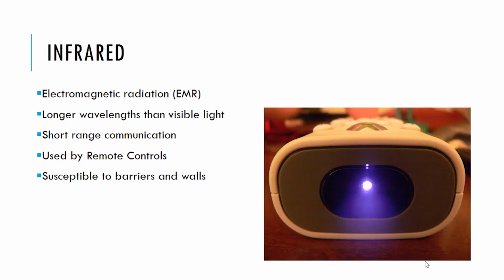The infrared is a very well-known way for wireless communication. It uses electromagnetic radiation. It uses longer wavelengths than the visible light. It is a short-range communication. It is most commonly used by remote controls to switch between channels and things like this, for any electrical device, or any device that needs to be controlled remotely. The infrared, just like the Bluetooth, is susceptible to barriers and walls, and if there is a barrier or wall between the remote control and the device to be controlled, the communication fails.